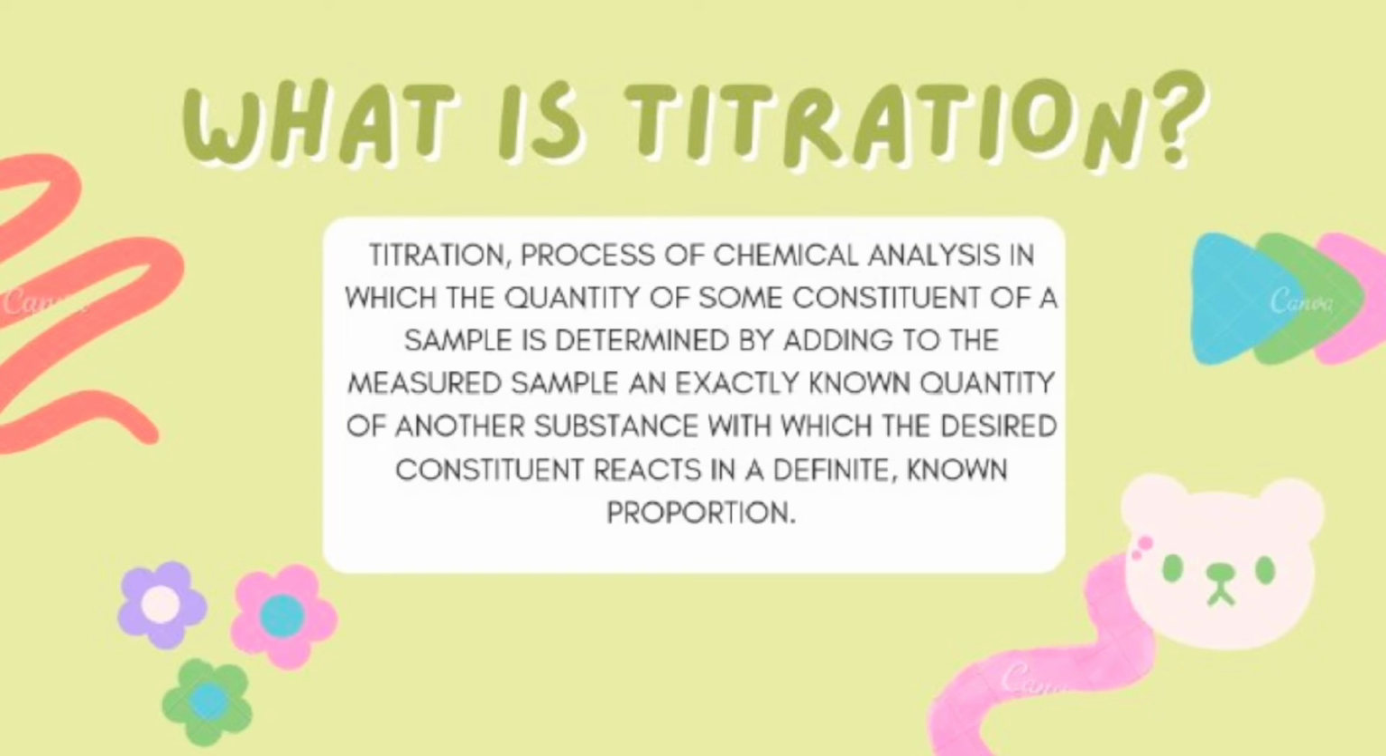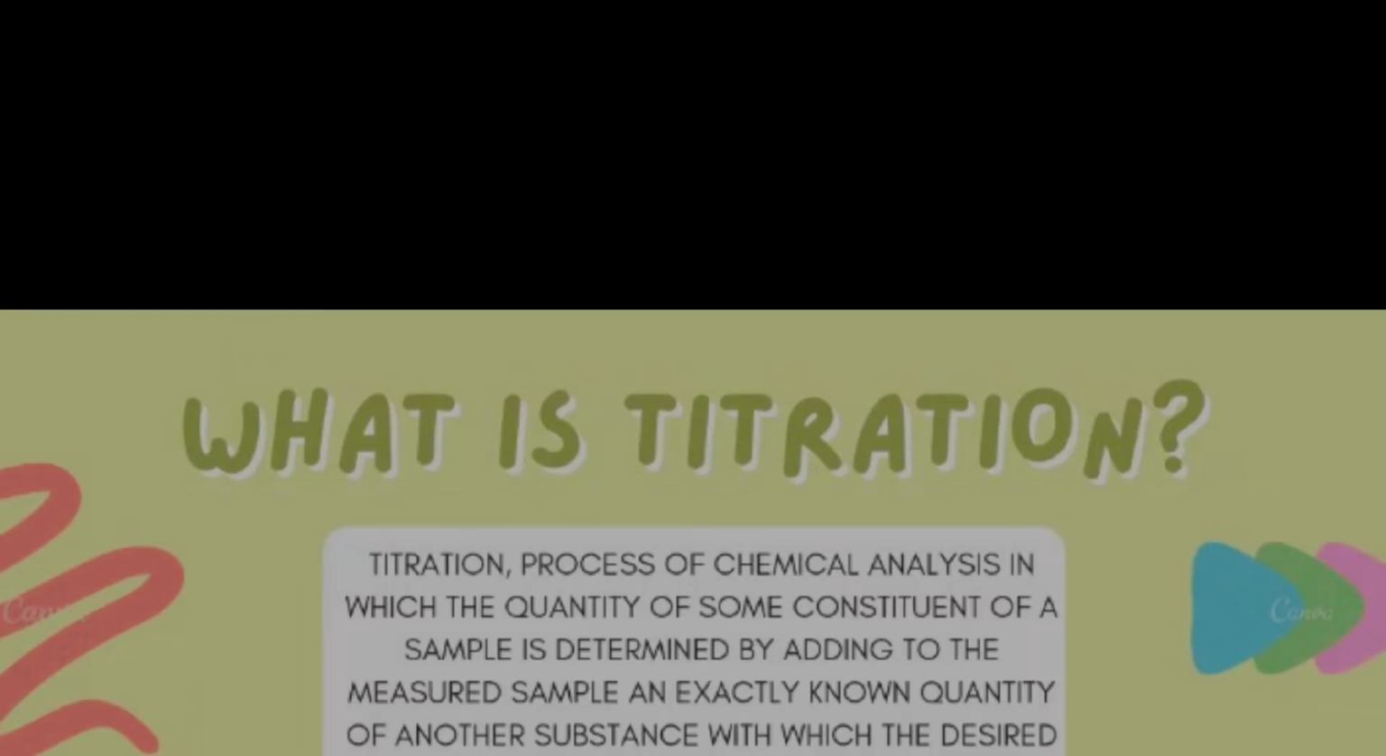What is titration? Titration is a process of chemical analysis in which the quantity of some constituent of a sample is determined by adding to the measured sample an exactly known quantity of another substance with which the desired constituent reacts in a definite, known proportion.